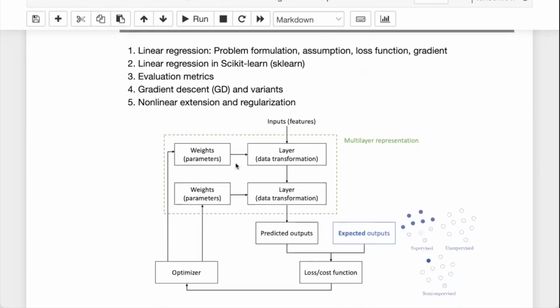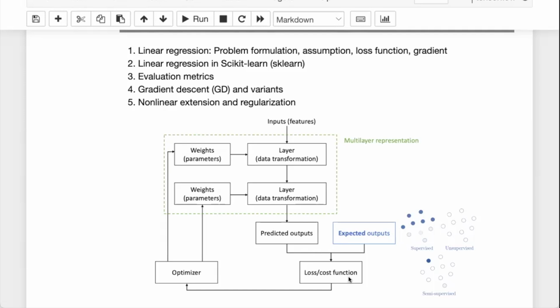Recall that we have this general framework for machine learning models where we provide inputs or features that go through some data transformation layers. In this case, because we are working with linear regression, this is the weighted sum or linear combination of inputs that will give us some predicted outputs. And then one thing that we have to discuss is the choice of loss or cost function that measures the discrepancy between true and predicted outputs.